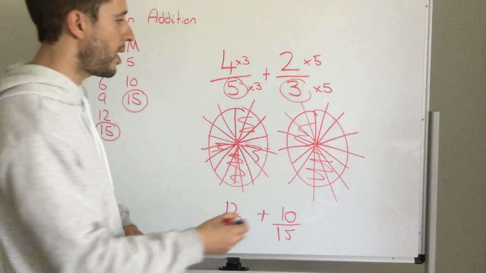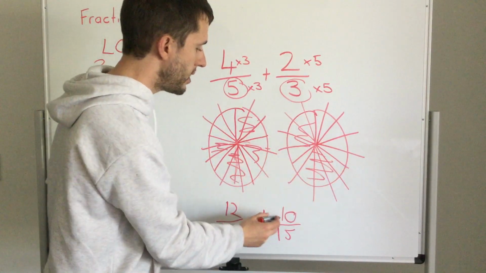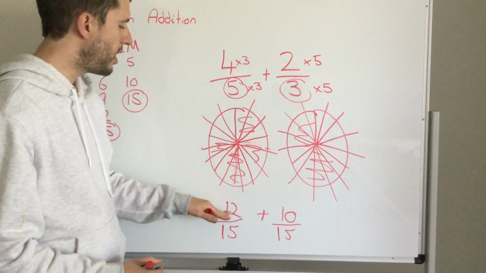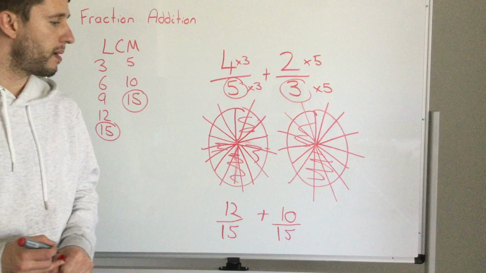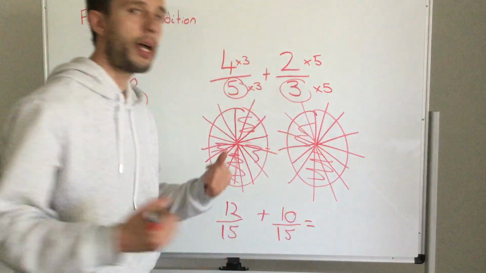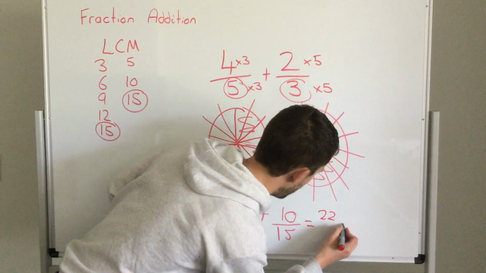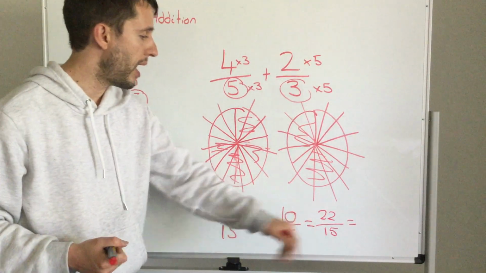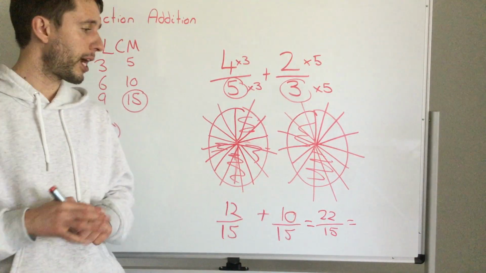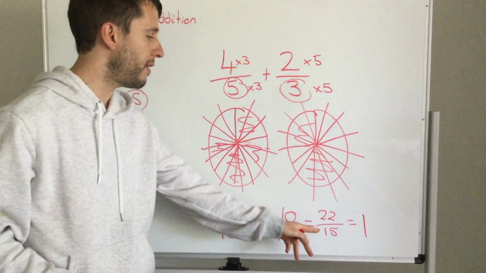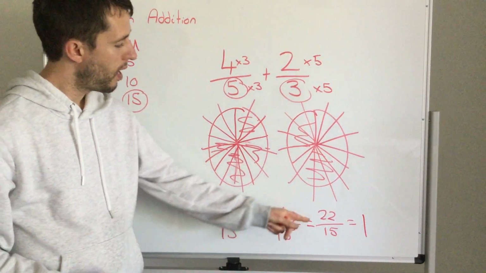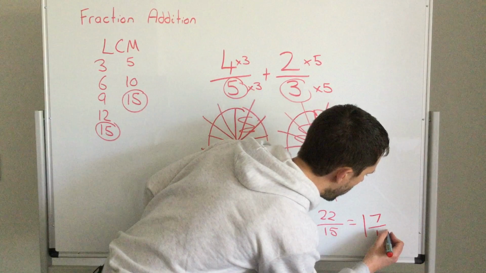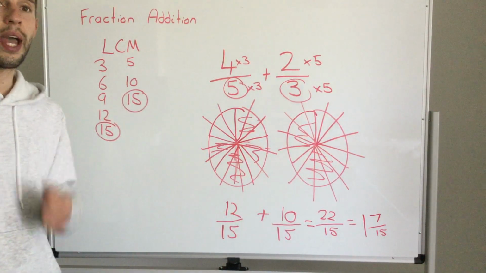Okay, so you can tell straight away that I've got 10 pieces, and I've got 12 pieces, so 12 plus 10 equals 22 out of 15. Now we call that an improper fraction. If you would like to change this to a mixed fraction, we've got 1 whole, because 15 out of 15 is 1. How many pieces do I have left over out of that? I've got 7 pieces out of 15. So there are 2 ways that you can do that today.